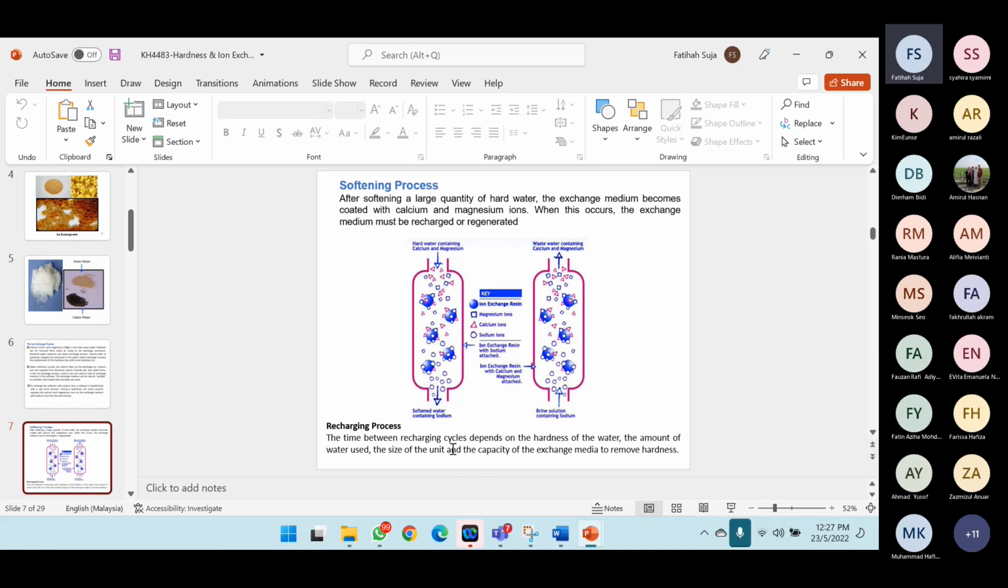So for the recharging process, the time between recharging cycles depends on the hardness of water, the amount of water used, the size of the unit, and the capacity of the exchange medium to remove hardness. So these are all the criteria that affect the recharging cycle time. How long do you need to recharge? Meaning how long it will take for you to clean your ion exchange column. Okay.